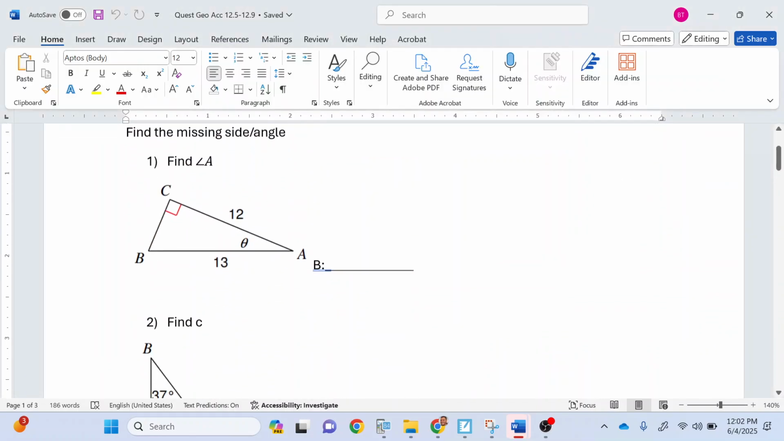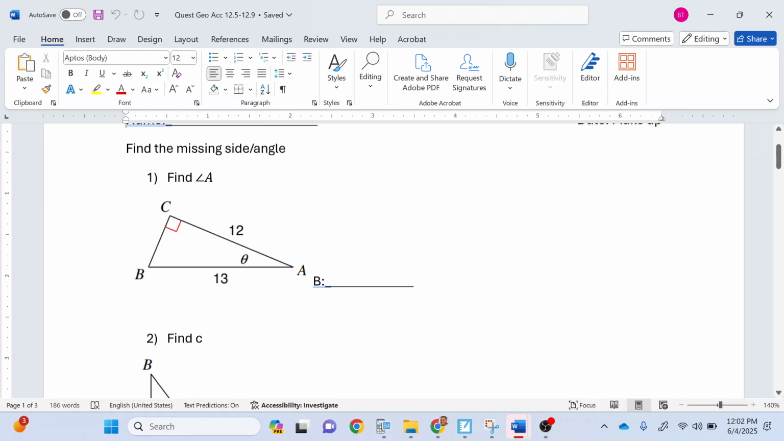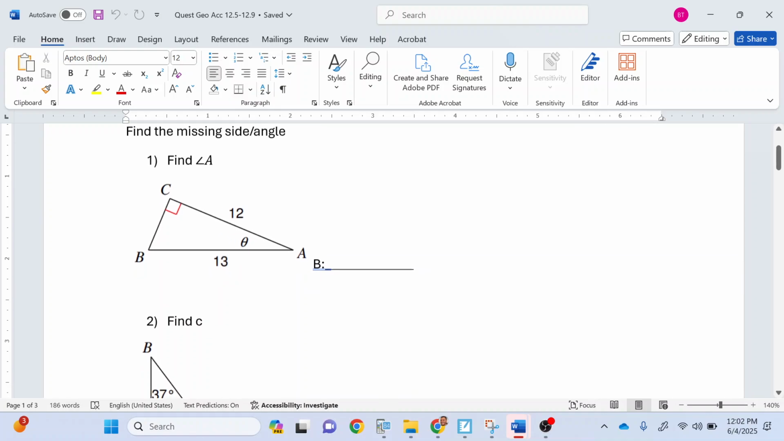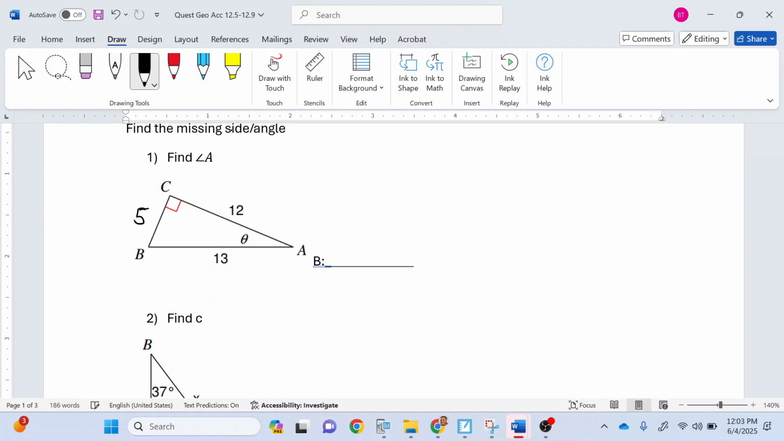All right, next one. From 12.5 to 12.9. This was like solving right triangles, law of sines, law of cosines, I believe. So this one, I need to find angle A. Yes. 12.5 to 12.9. Their side is 5, which is good to know, but in this case, since I'm looking for the angle, it's not necessary to me.